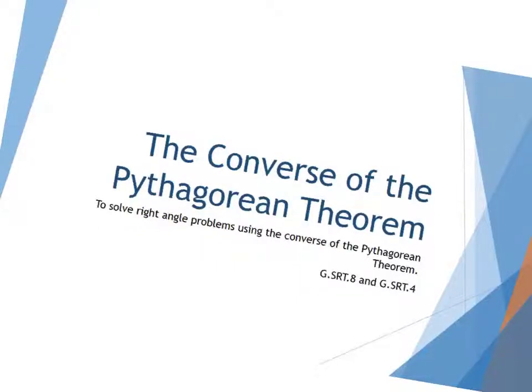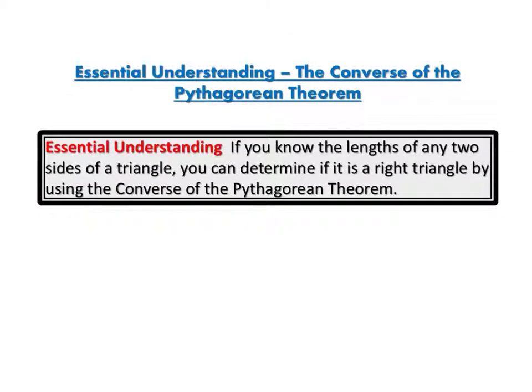This lesson is on the converse of the Pythagorean theorem. The goal is to solve right-angle problems using the converse of the Pythagorean theorem. And the standard is geometry, similarity, right triangles, trig number 8, and geometry, similarity, right triangles, and trig number 4. Now you're going to think this lesson is a whole lot like the Pythagorean theorem lesson, the one we did before this, but there's just a little bit of difference.